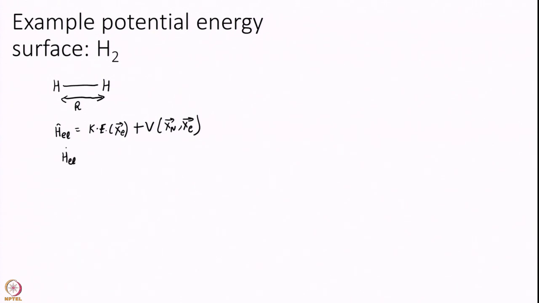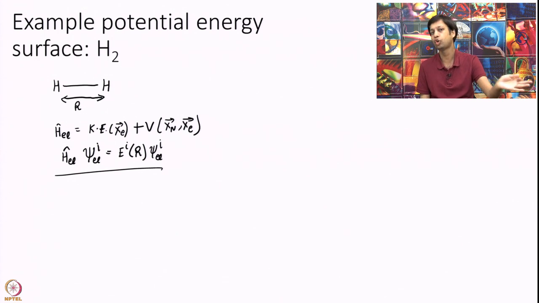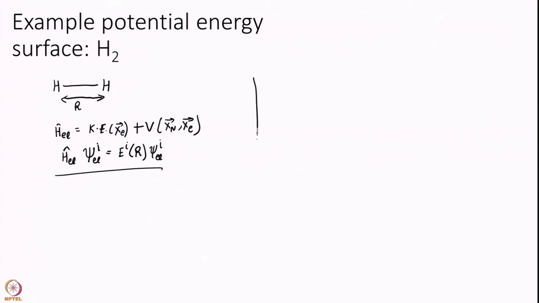I solve H electronic on psi electronic I equal to E_I as a function of R times psi electronic I. So, I fix this R, I solve for this equation. Never mind how, those details I am not getting into. There are many ways now that you can solve this electronic Schrodinger equation. Okay, there are packages like Gaussian or Molpro or Orca. Okay, any of these software can solve this differential equation. But this differential equation was solved for a given value of R. So, at the end of the day, what I get is, I plot R here and E_I, which is the same thing as V.